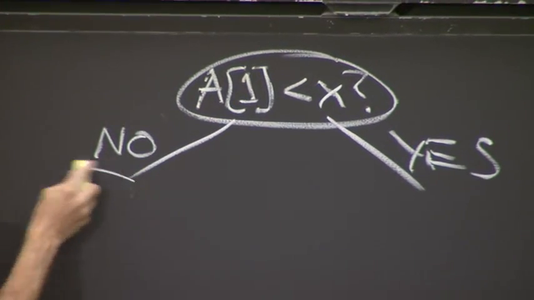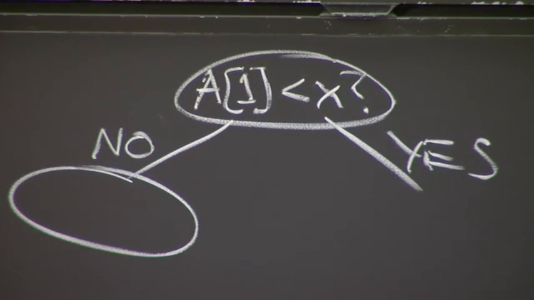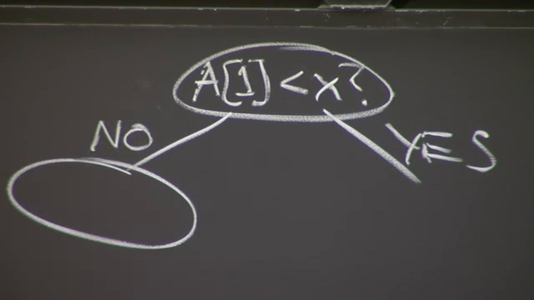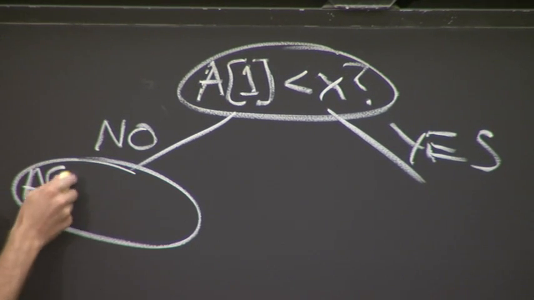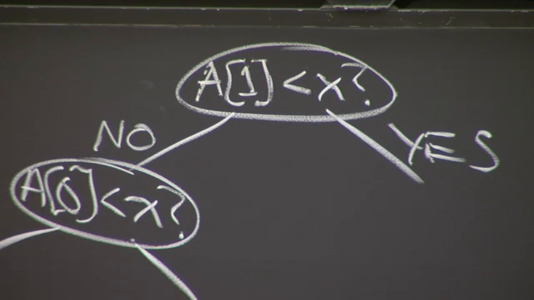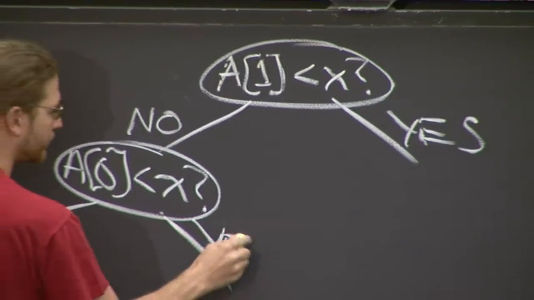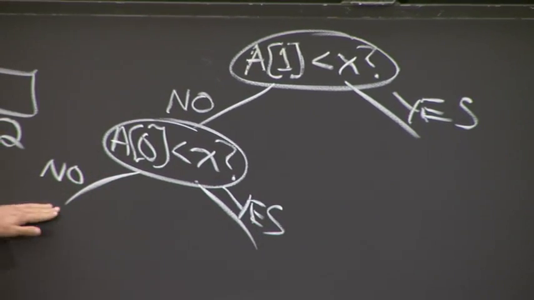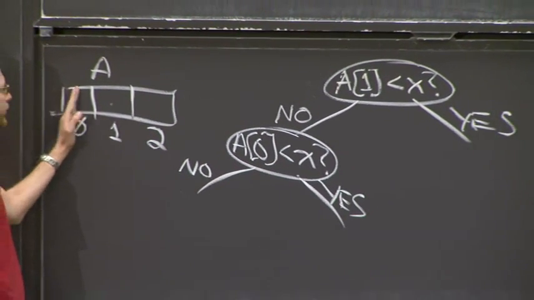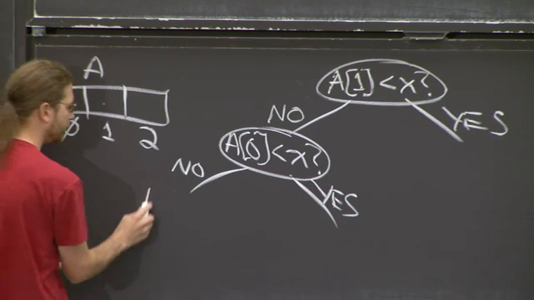Okay, if the answer is no, that means X is less than or equal to A1, so it's to the left. Then we compare with A0. We say, is A0 less than X? The answer is either yes or no. If the answer is no, we're kind of done. We know that X is over here. Or it might actually be equal to A0.